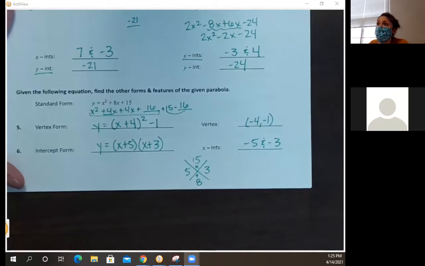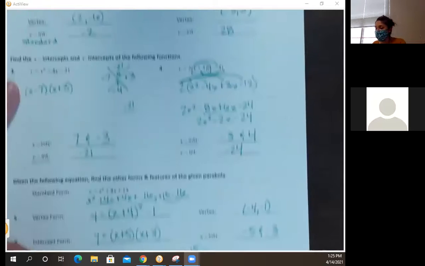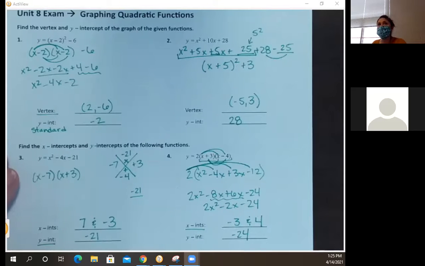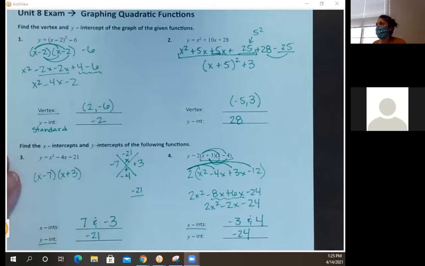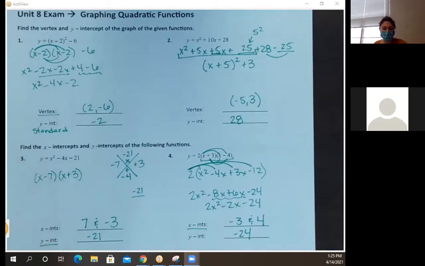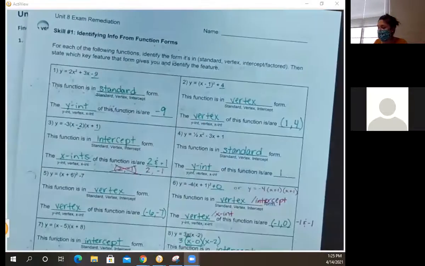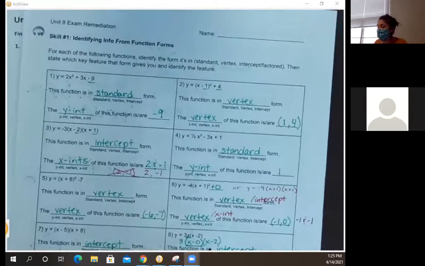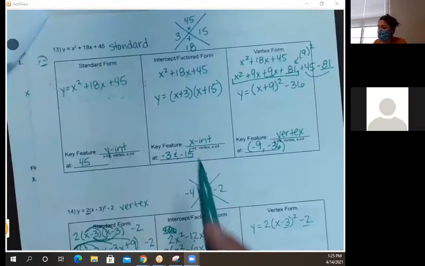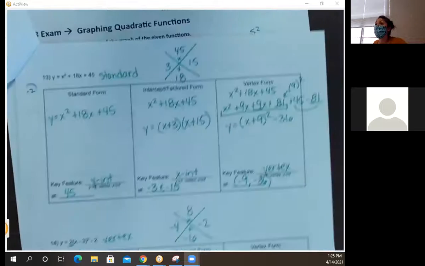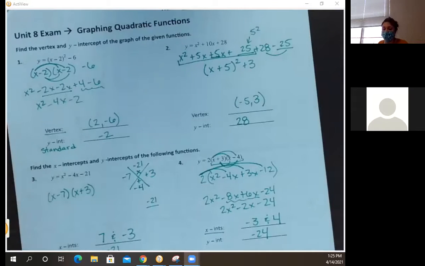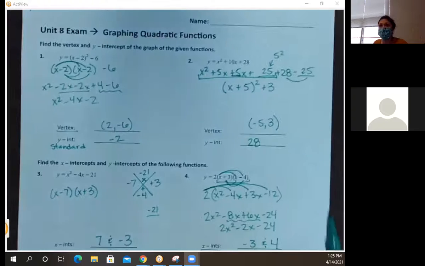So this whole first page, we were identifying key features from a function, and then we were switching between forms. That's most of what we worked on last week. That's what we did all Thursday and Friday. So from a function, we identified what form it was in and its key features, and then we swapped between function forms. We did a lot of practice on that. You guys know how to do this. This first page is all stuff you guys can do. You can identify key features and you can swap between those function forms. We know how to do this.